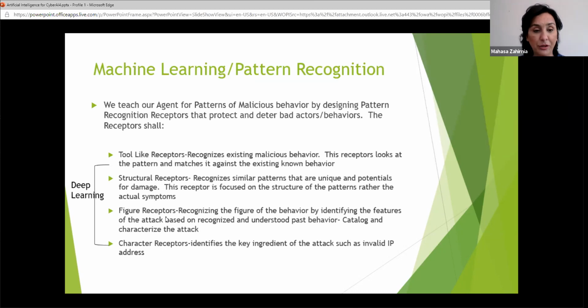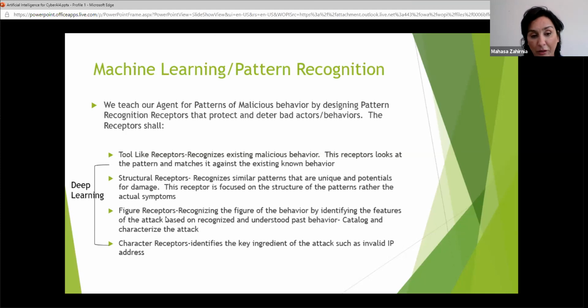So our receptors, I have divided them into 4 receptors here. You could have 10. I just started the conversation, so you can go out there and design this as needed. So we have 2 like receptors. These are the ones that already know the malicious behavior, based on the existing malicious behavior that we have already identified with the 2 million viruses that we have ingested.